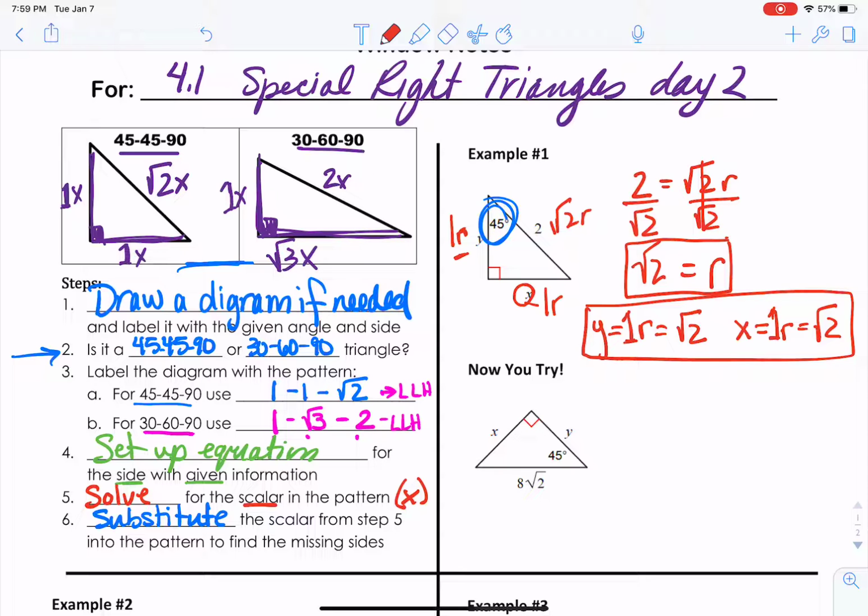I will post a copy of the picture of this on Canvas as well after you look at this, so that you can see if you've done your U-Try correctly. Remember, follow the instructions, label the diagram, set up the equation, and solve, and then do any substitution that you need. So I'll post a picture with everything done so you can go back and check right here.